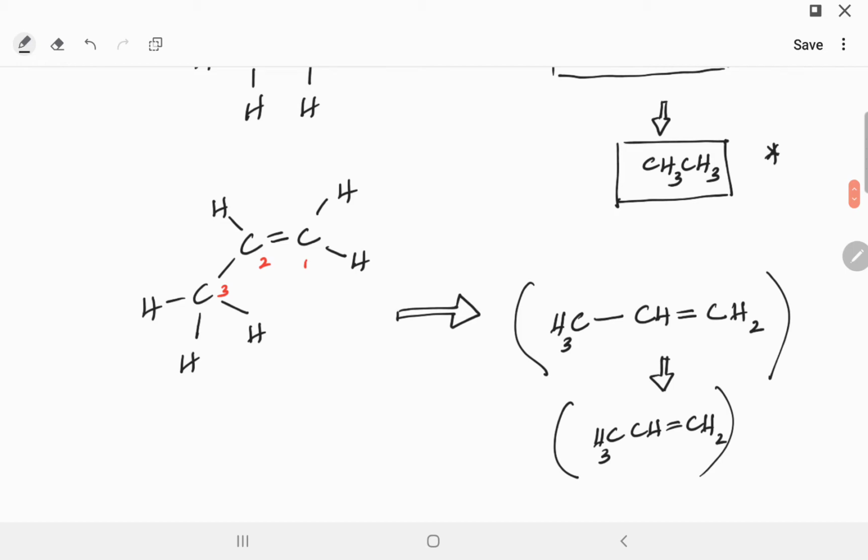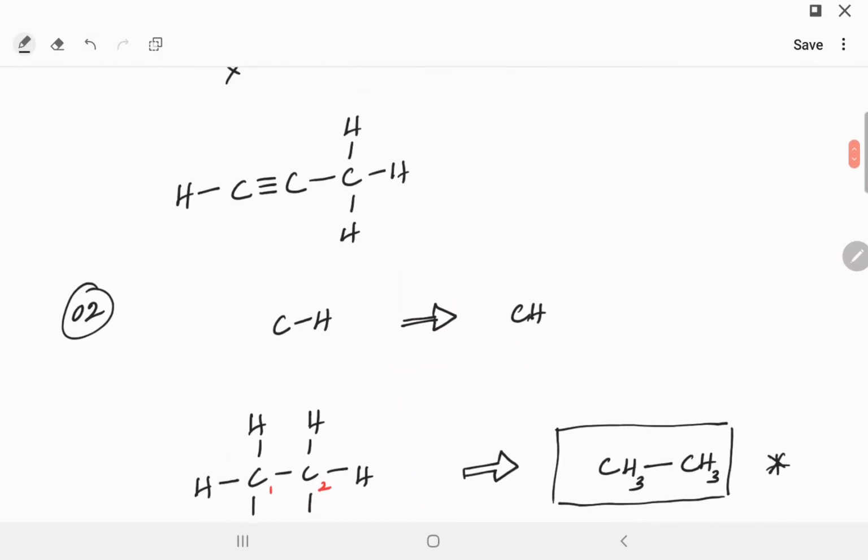All right, so those are condensed structures. And then comes the most advanced way of writing organic structures, which we call skeletal formulas. That is the most advanced method. Most of the time we use skeletal formulas in organic chemistry. Why? Because it saves us a lot of time and space.